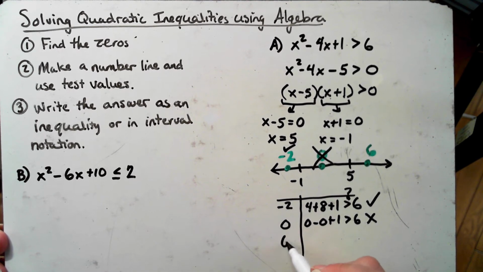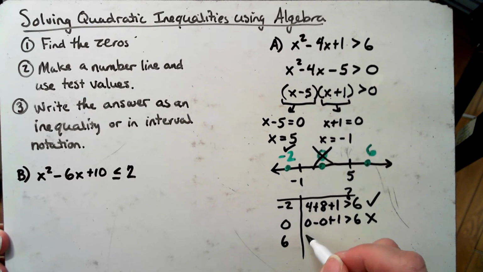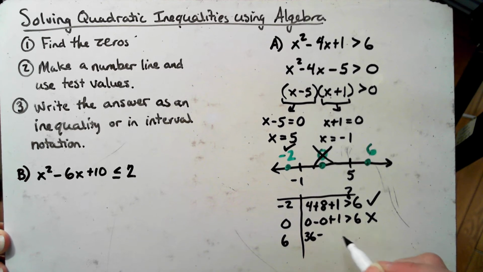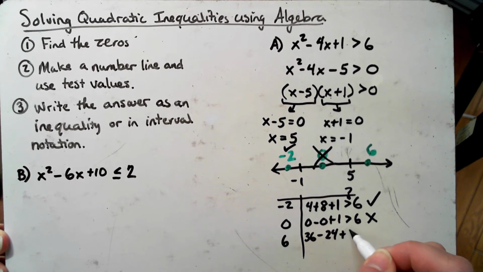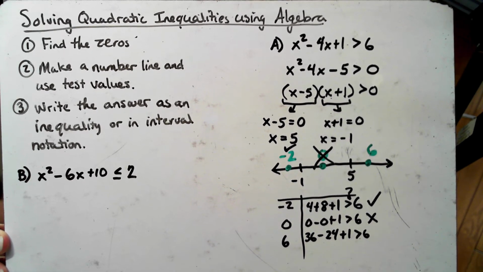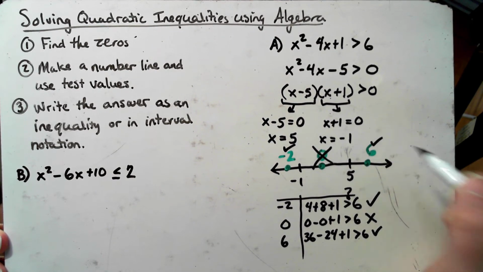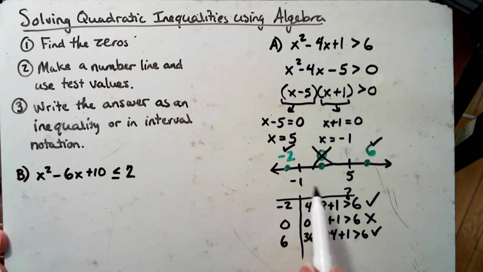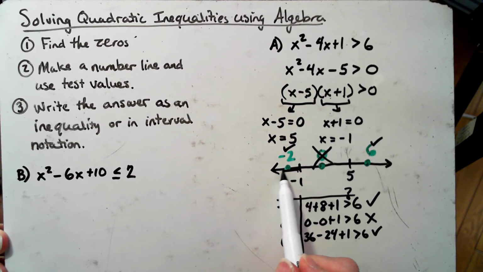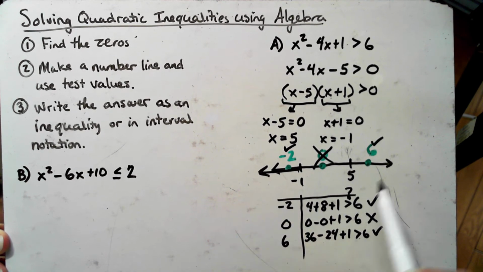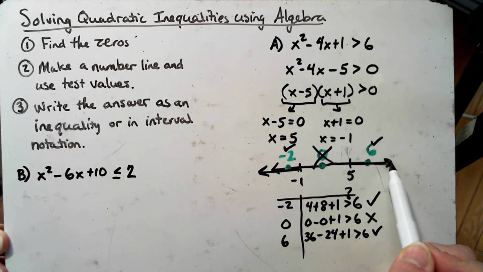And if I put in 6, I get 6 squared, which is 36, minus 6 times 4, which is 24, and plus 1. And I have to check to see if that's greater than 6. And it is. This comes out to 13, and 13 is greater than 6. So this one worked as well. So my inequality needs to say that I need all the numbers that are less than negative 1 and all the numbers that are greater than 5.